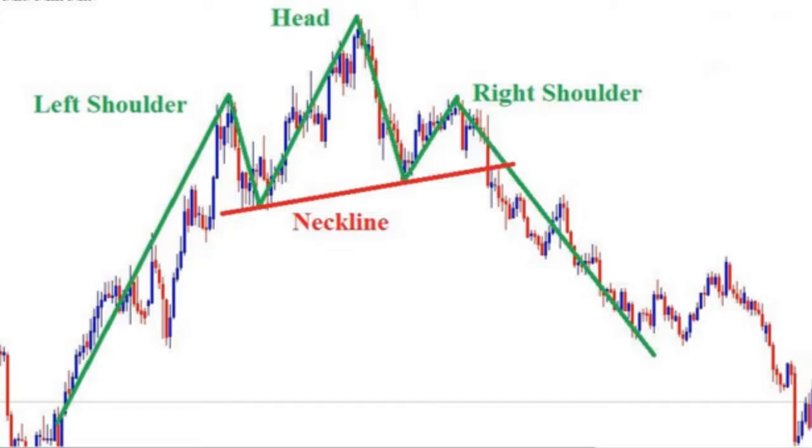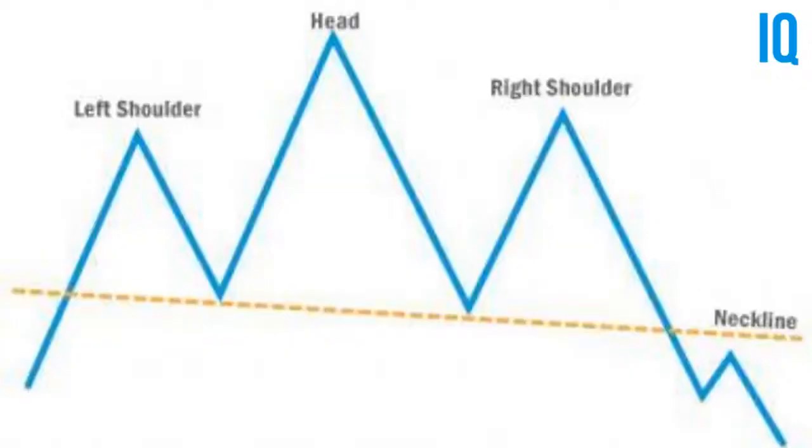So you have your shoulder, you have your head, and you have your other shoulder. And then you have your neckline here. In a head and shoulders, when the price breaks below the neckline, this is when we are sent a signal to confirm the head and shoulders that sends us into a movement to the downside, confirming the sell. A neckline is drawn by connecting all of the lows of the three peaks.